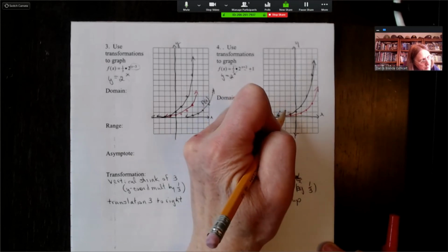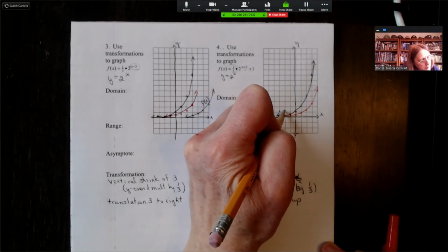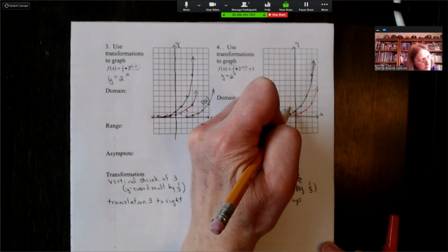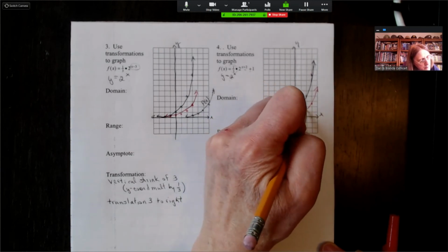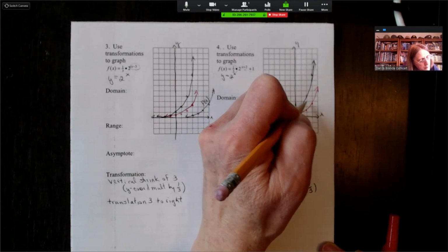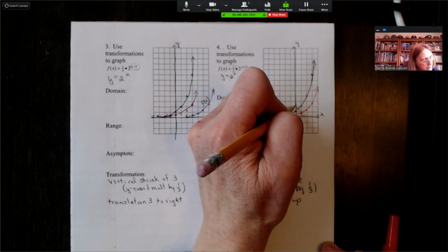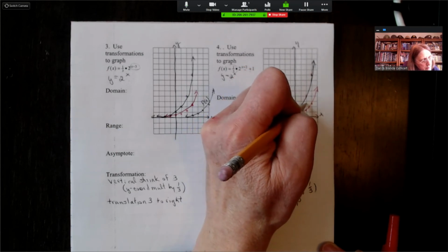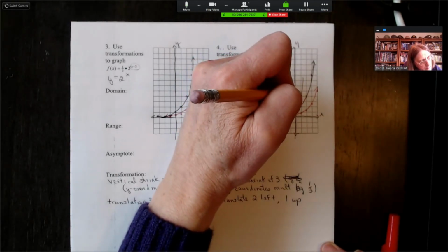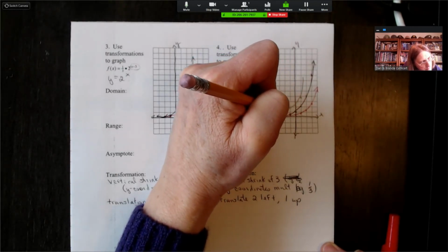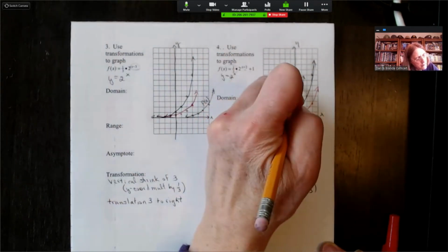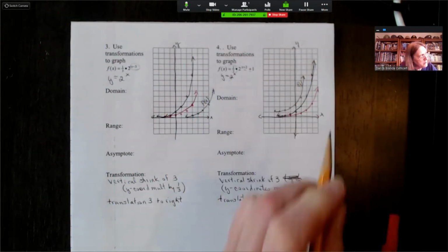2 to the left and 1 up. Again, 2 to the left and 1 up. 2 to the left, 1 up, and 2 to the left and 1 up. Here is our graph of f of x, our final graph.